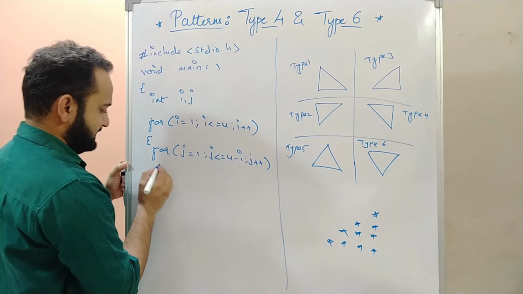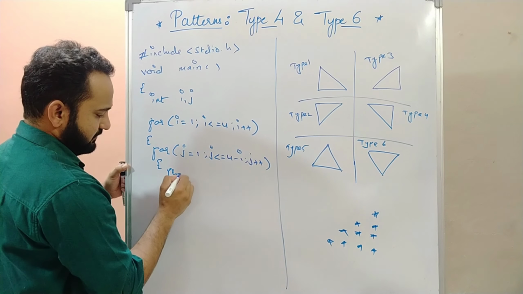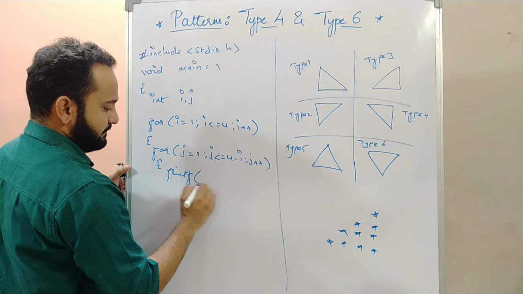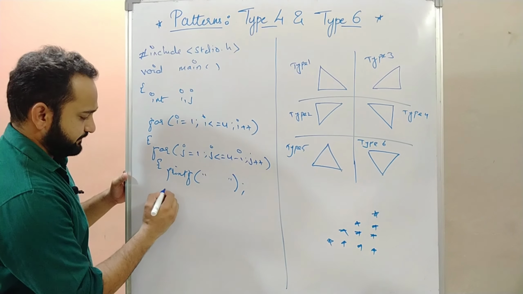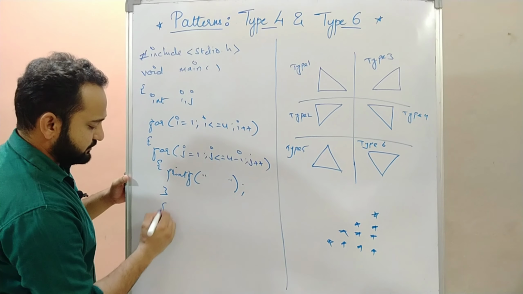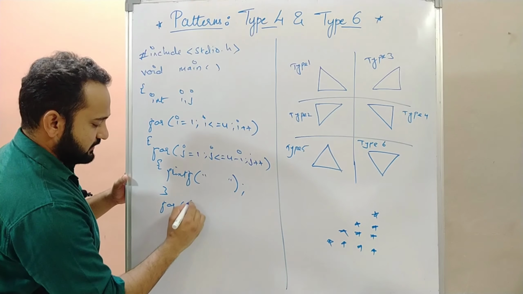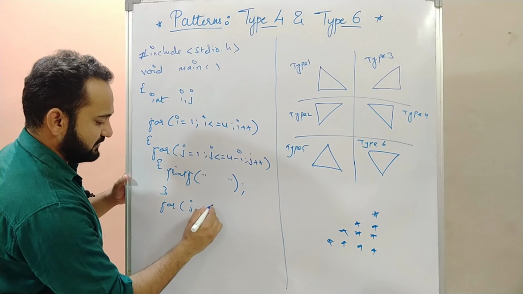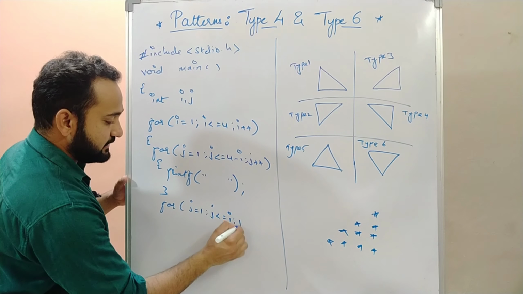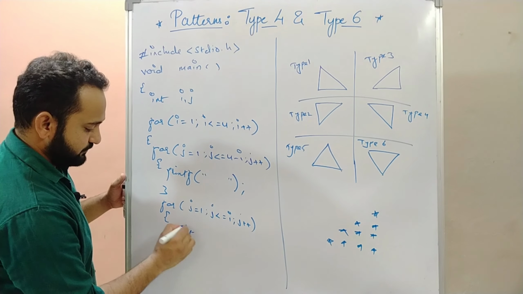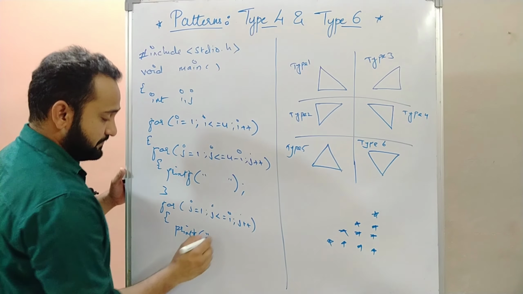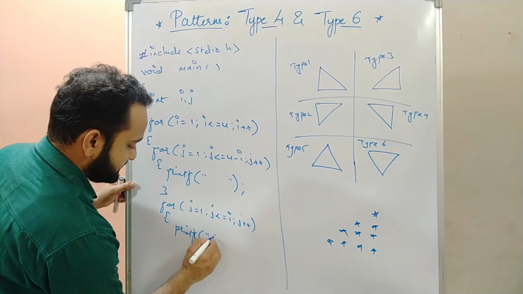I don't have to repeat these things, we have done it in the previous video. Printf, nothing we have to print, we just have to leave space here, right? After this for loop we need one more for loop for printing. This j will iterate from j equals 1, j less than or equal to i, and j plus plus. That's it. And here simply you have to print star with printf.